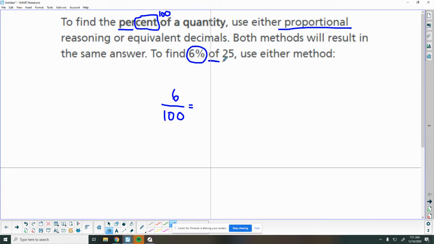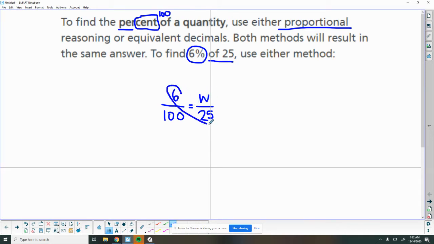6% of 25. So that 25 is going to be our total. It's of the whole thing. If we had 25 out of 25, that would equal 100%. But we only have 6%, so we need to find what this number is here. You can put any letter up here. We're just looking for this.